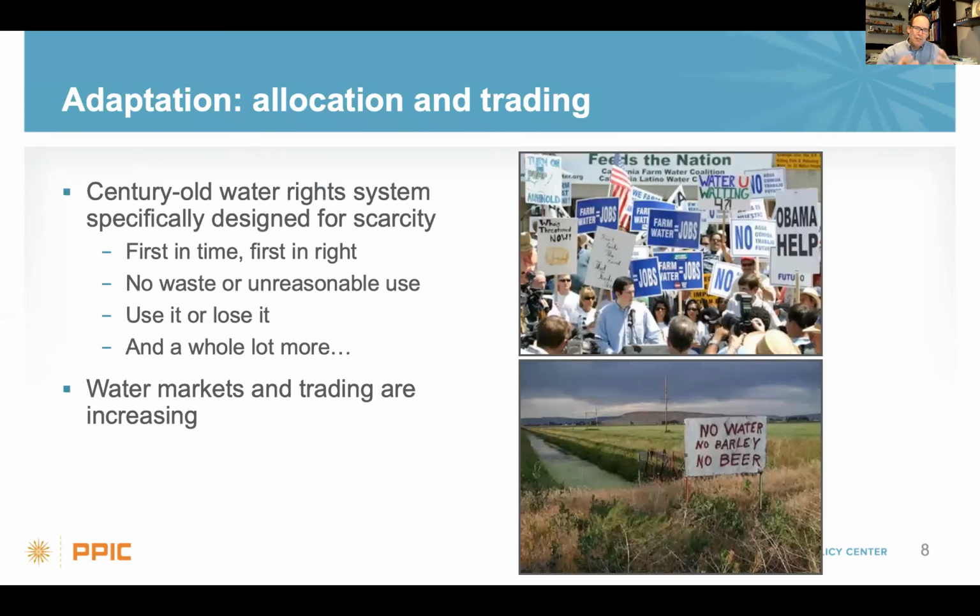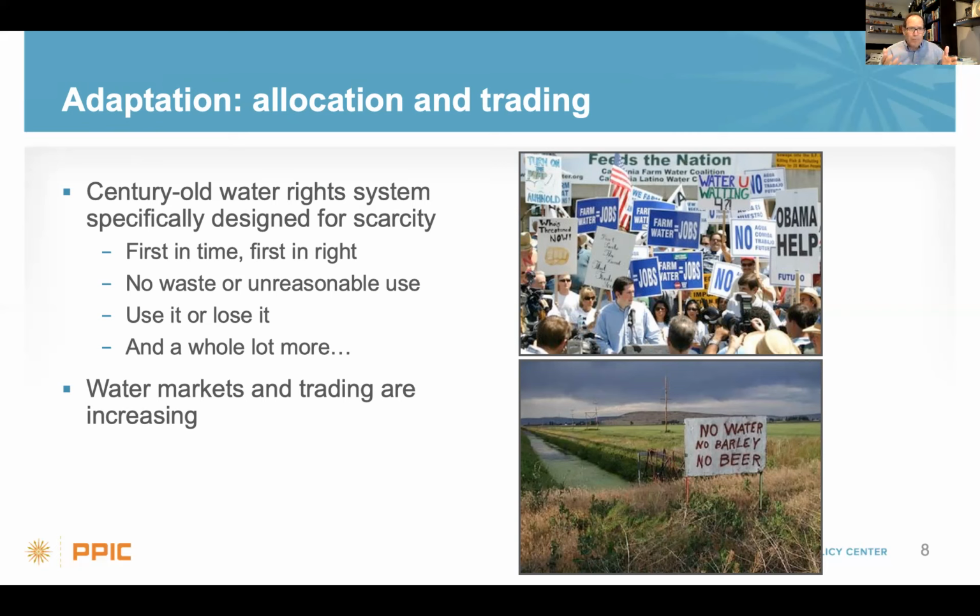But it isn't just the infrastructure. It's actually a suite of some call Byzantine laws, others just call them bizarre, but a series of laws that have been established since the arrival of the first settlers. I mean, since the Spanish were there, and have evolved over time. And basically, we have what we call our modern water rights system, which was developed in 1913, and is specifically designed to manage water allocation during times of great scarcity.